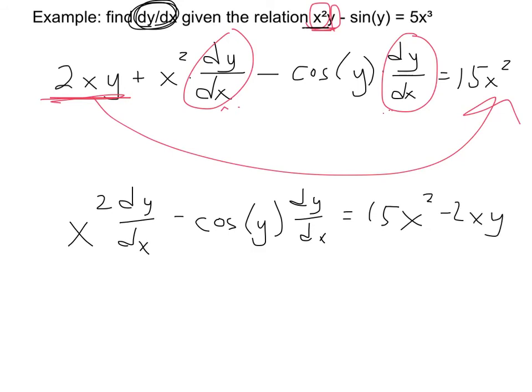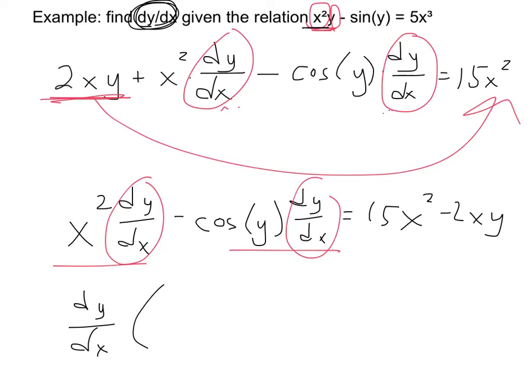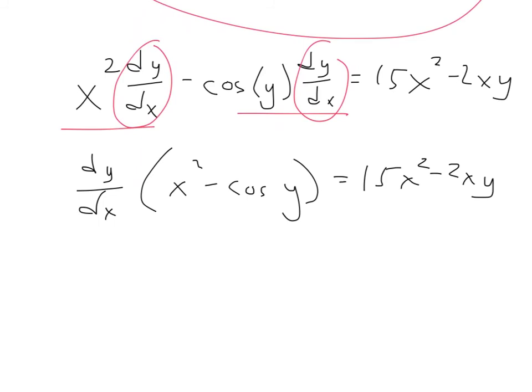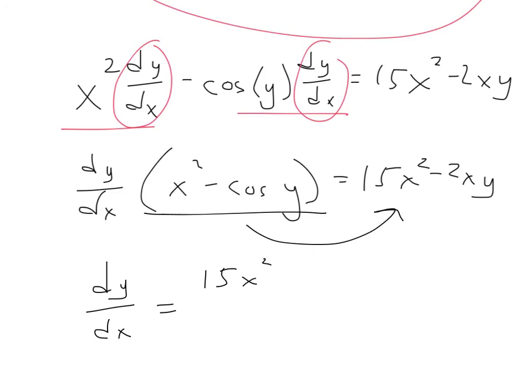Then at this point, because both terms have a dy dx in them, I can factor that dy dx out. So we factor dy dx, leaves me with x squared minus cosine y, still equals 15x squared minus 2xy. And now the last thing I have to do is take this and divide it to the other side. We finally end up with dy dx equals 15x squared minus 2xy all over x squared minus cosine y.